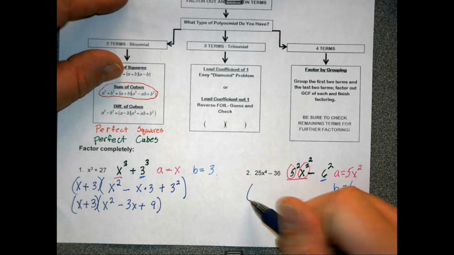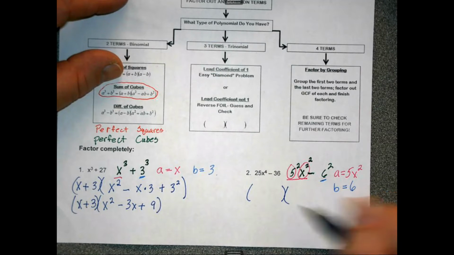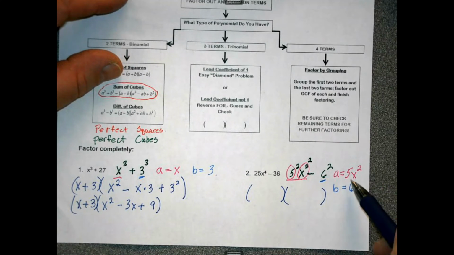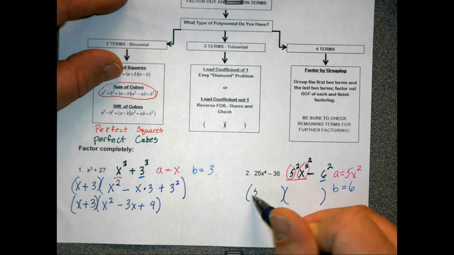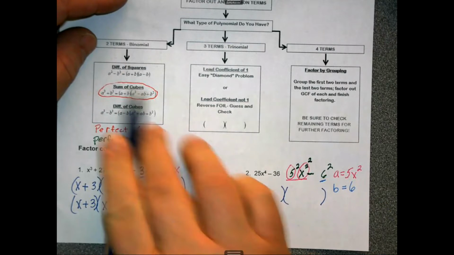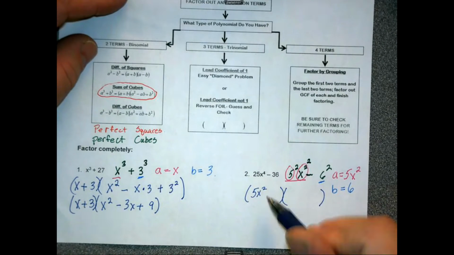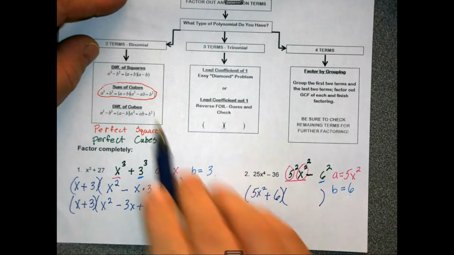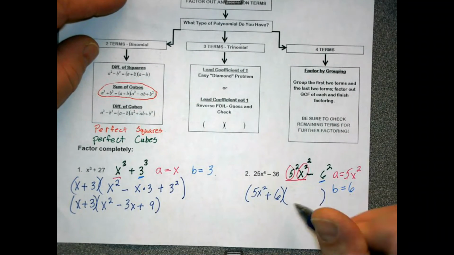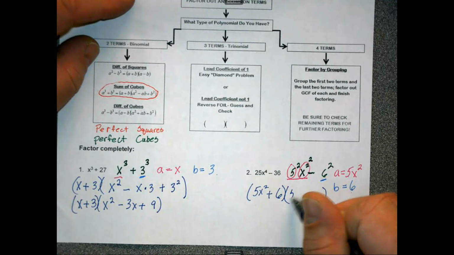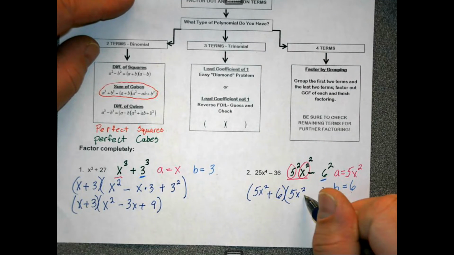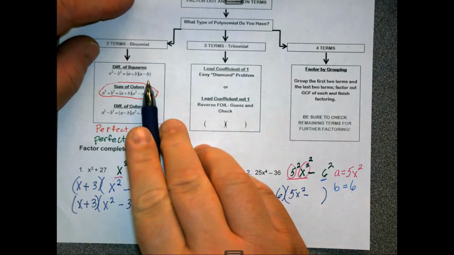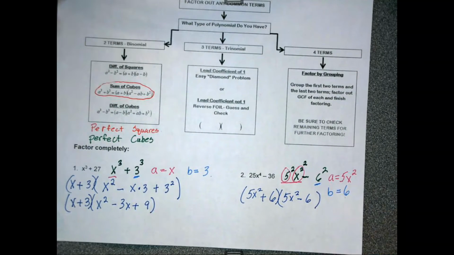Quiet down. That factors to a, which is 5x squared, plus b, so plus my b, which is 6, and then my a, 5x squared, minus b, which is my 6.